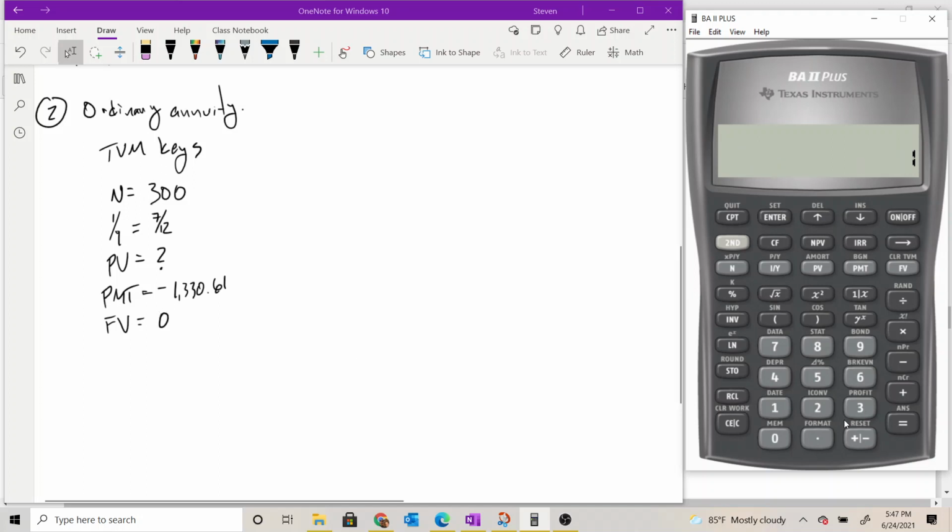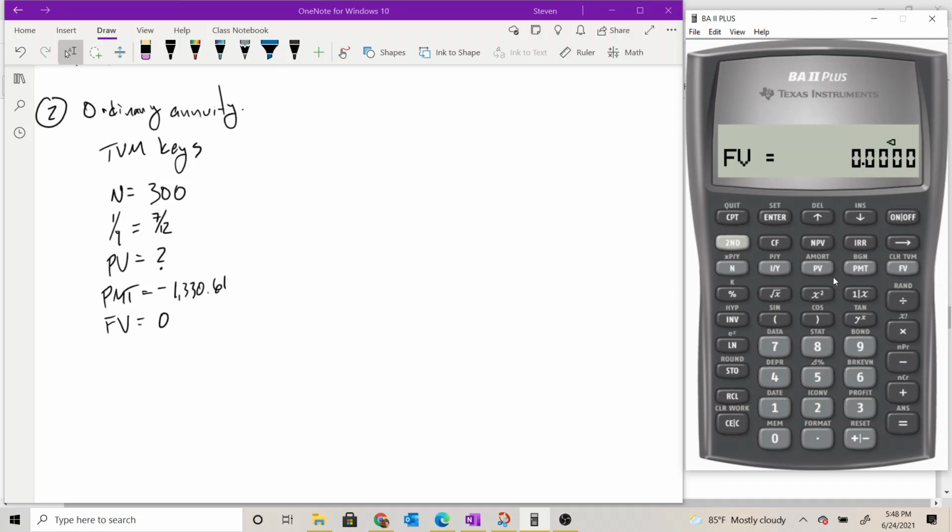Payment is $1,330.61. Hit the plus minus key to make it negative, tell the calculator it's a cash outflow, and then press the payment key to store it. And then future value is 0, which it should already have recorded there since we cleared it out. But just to be sure, I'm going to type 0 and then FV to store it. Okay, we have 4 of the 5 variables.